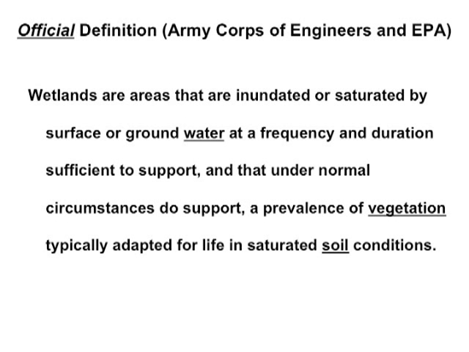The official definition of wetlands from the Army Corps of Engineers and EPA: wetlands are areas that are inundated or saturated by surface or groundwater at a frequency and duration sufficient to support, and that under normal circumstances do support, a prevalence of vegetation typically adapted for life in saturated soil conditions. So here you see the three components: the water, type of vegetation, and type of soil.